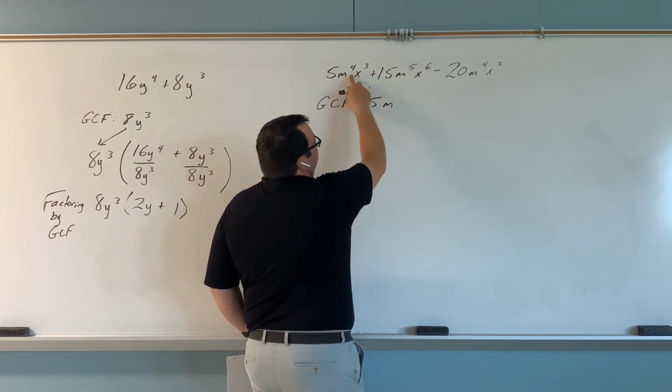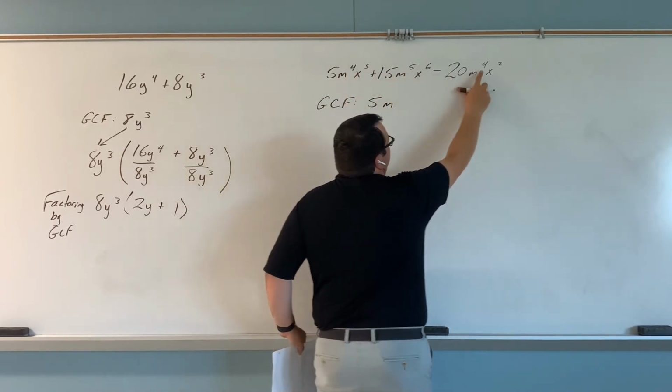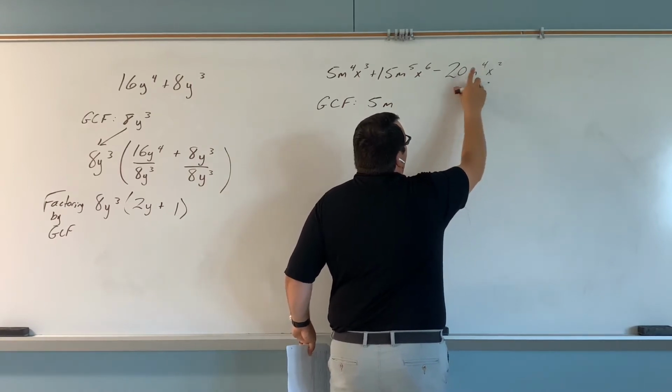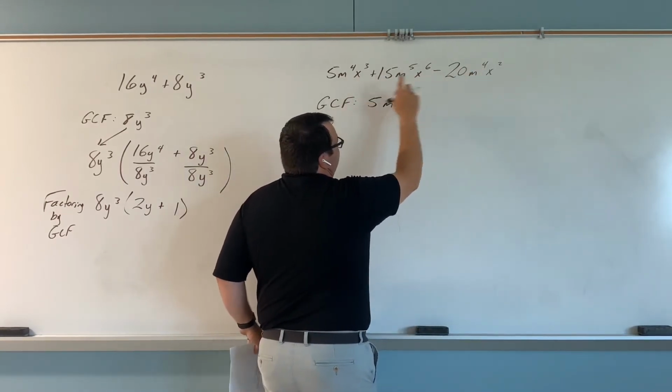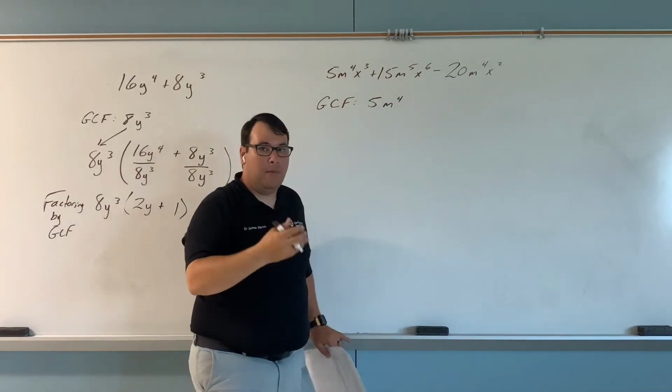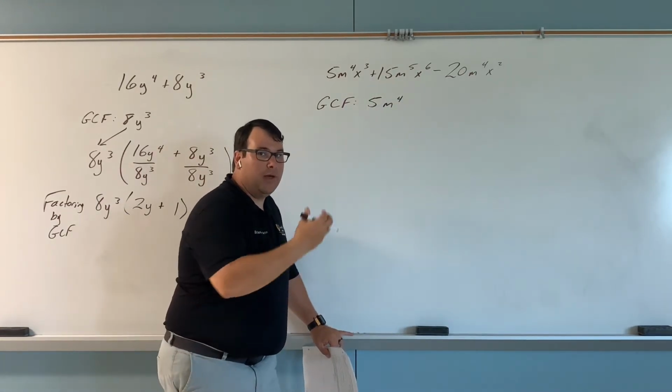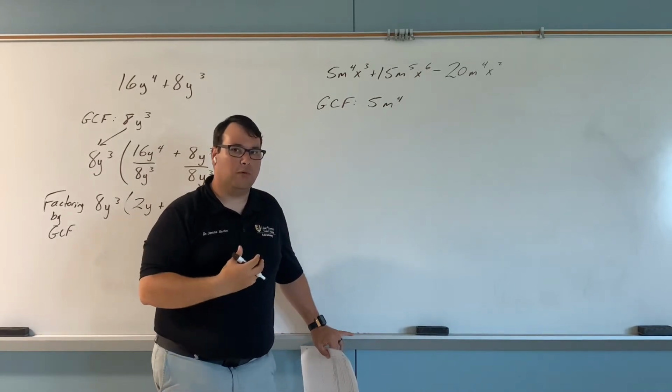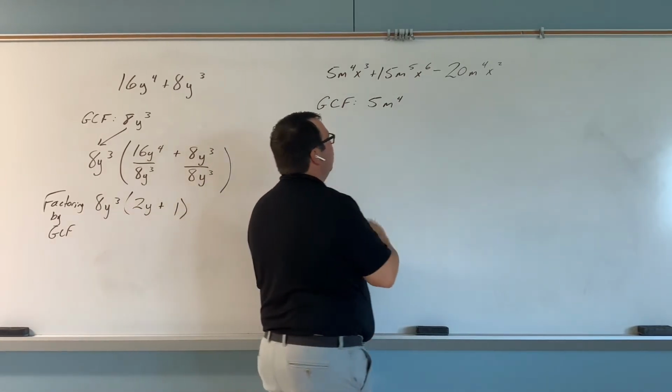Here I have 4 m's, here I have 5 m's, here I have 4 m's. So the lowest exponent value that I have is 4, which means the most number of m's that I can pull out from all of these terms would be 4 of them. So m to the fourth.